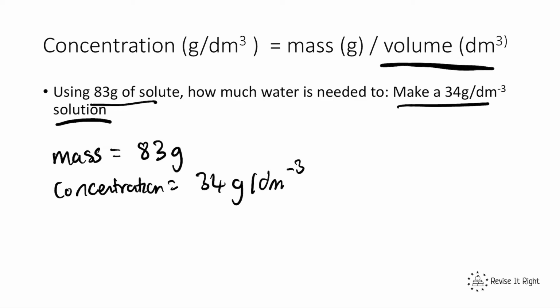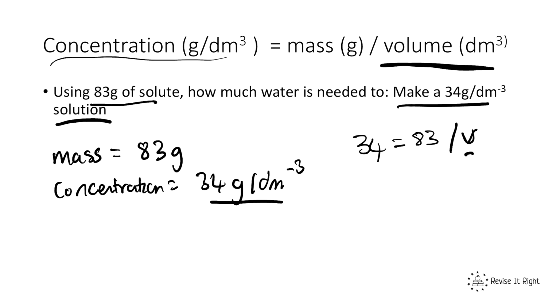Okay, so we can then put the numbers that we know into our equation. So concentration is 34, so 34 equals the mass, which is 83, and then divided by the volume, which is what we're trying to work out. So divided by, we'll put V for volume. Okay, so what we need to do then is we need to make this volume on its own.